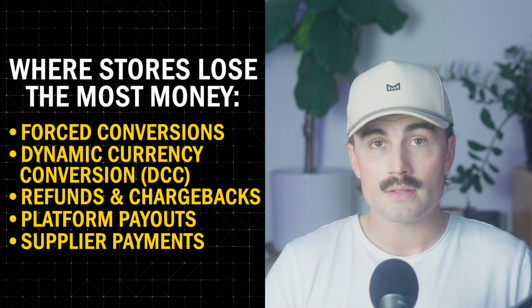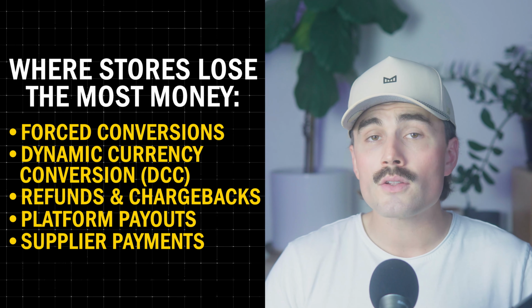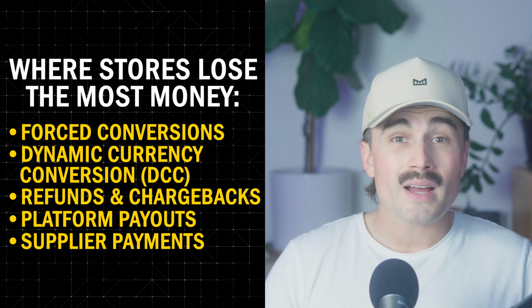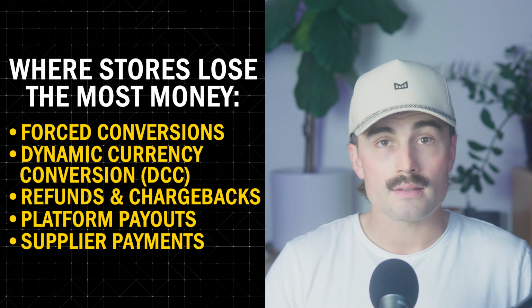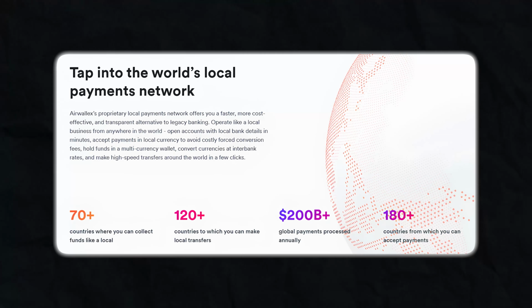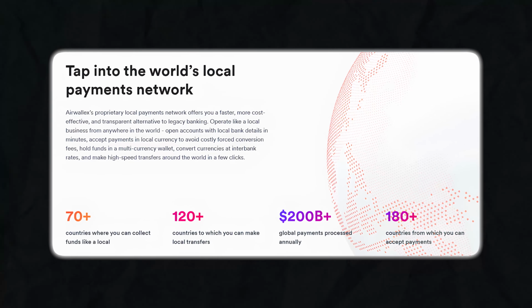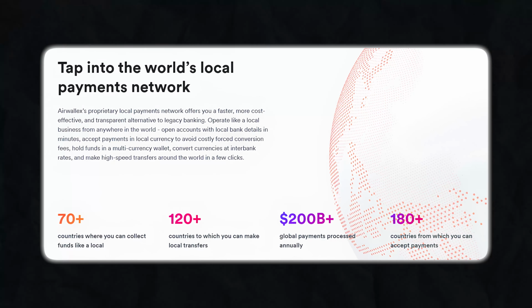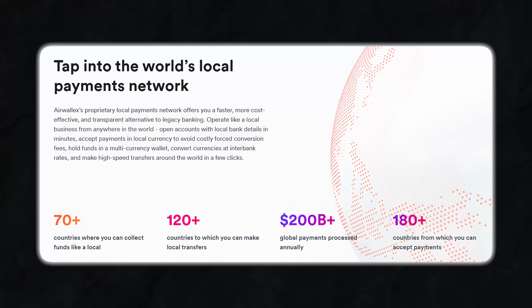Number 5, supplier payments. Paying international vendors is another hidden drain. Traditional wires are slow and expensive, and many suppliers receive less than what you sent. With Airwallex, you can send payments to more than 120 countries using Airwallex's local networks for free. Recipients can receive funds in as little as a few hours, with the full amount on delivery guaranteed. Of course, you can also use the Swift rail if you prefer, to send payments to more than 150 countries.